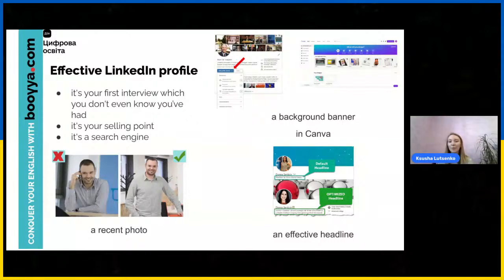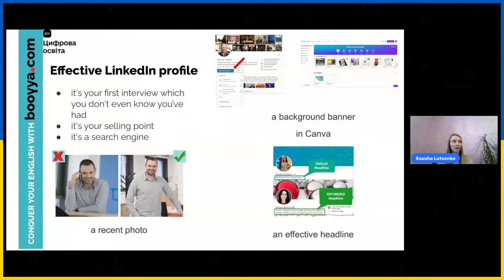Also, pay attention to a background banner. You can create it in Canva or any other visual editor. A background banner is designed to show how cool you are, how great an expert you are, how well you can communicate with other people or establish rapport with your customers. So basically, a background banner can be as creative as possible, though it should be professional.